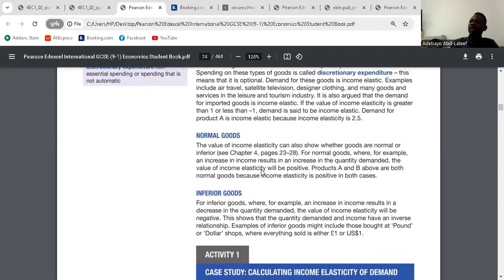So it could be normal necessity. It could be normal luxury. Is it clear? Great. So we have inferior goods. For inferior goods, we are talking about goods whose demand reduces as the level of income rises. So these goods always have a negative YED. Is it clear? Yes.